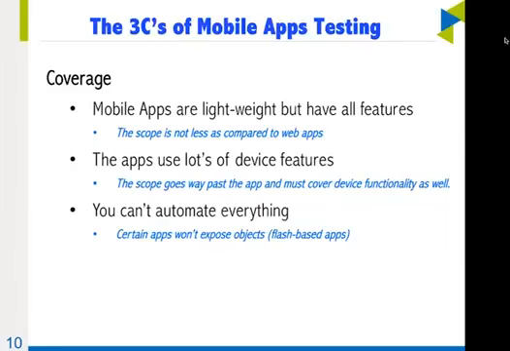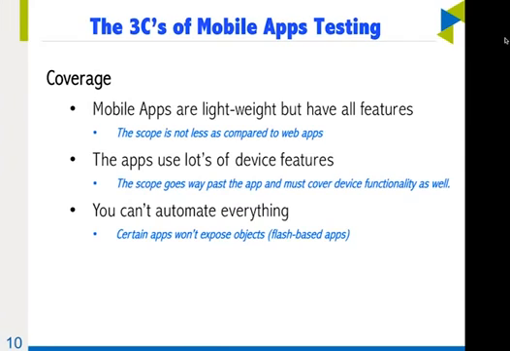Okay, the next one is that you can't automate everything. This is important because certain apps don't expose objects. For example, in a Flash-based app, we don't see any kind of objects in it. So you can't automate everything, and as a tester, you should not promise anybody that everything can be automated.